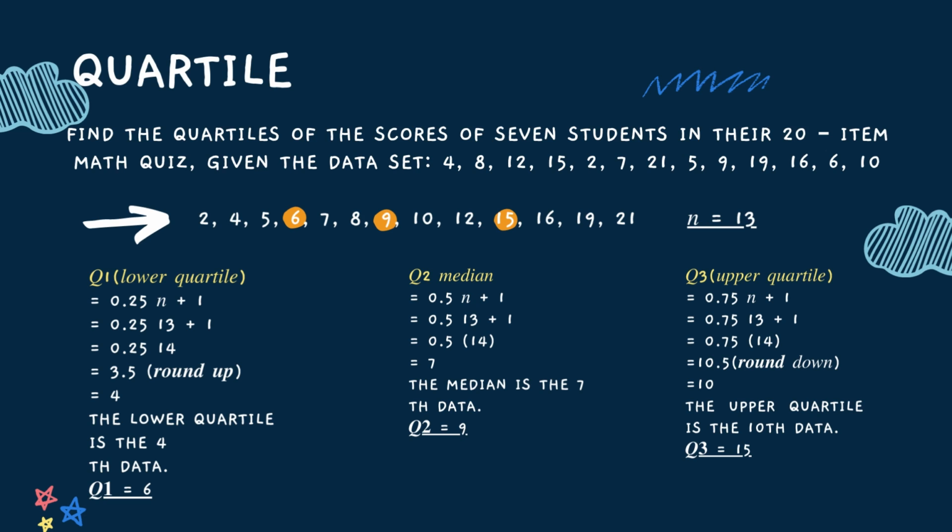So what you can see here, let's try to count it. For the 7th data, you will be finding the number 9. So the Q2 is 9. So the value of the 7th data is 9.